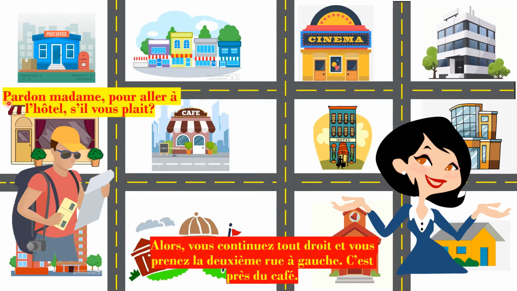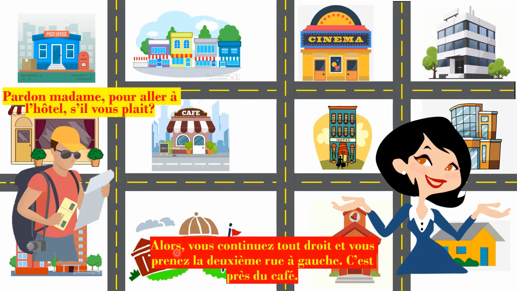So the tourist says, "Pardon, madame, pour aller à l'hôtel, s'il vous plaît." Then Marion says, "Alors, vous continuez tout droit et vous prenez la deuxième rue à gauche. C'est près du café." So the tourist says, "Excuse me, ma'am, pour aller à l'hôtel, in order to go to the hotel, s'il vous plaît." So please, what do I do? Tell me how I get to the hotel. Okay, see where he is and see where he has to go to get to the hotel.